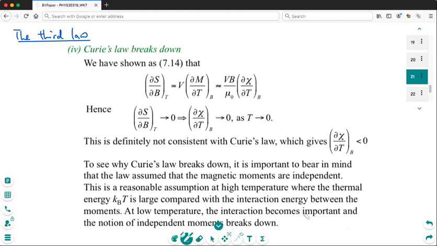And this is the kind of assumption that will break down when your thermal energy becomes very small. So at that kind of energy scale, your magnetic energy scale will become dominant. So any given moment can feel the presence of the other moments. Okay, so this is again not too surprising.